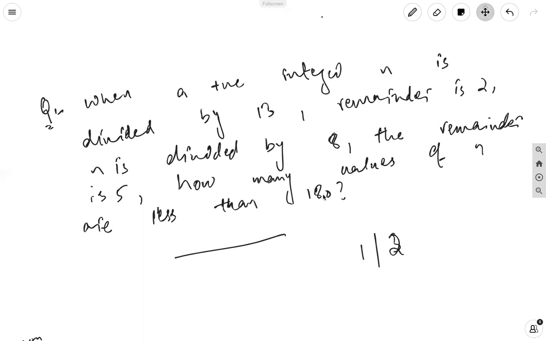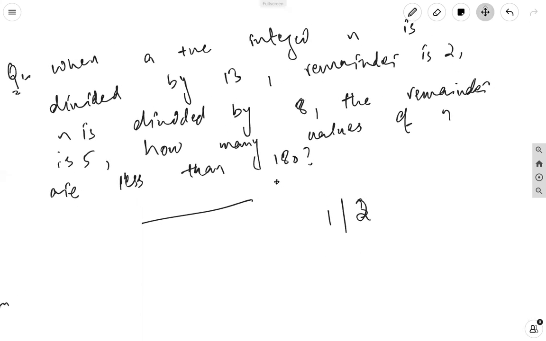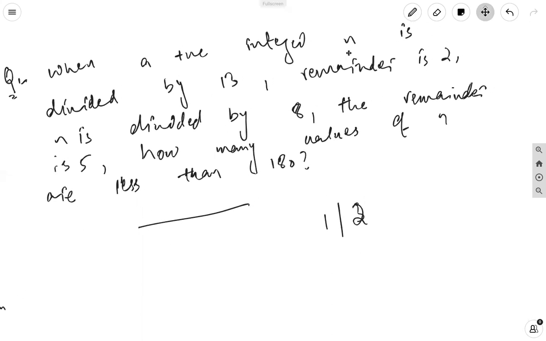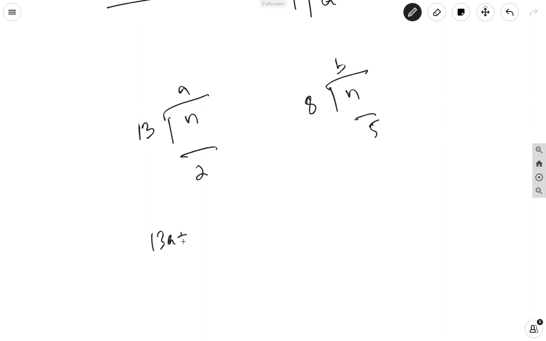Okay, let me solve now. The question is, when a positive integer n is divided by 13, the remainder is 2. And when n is divided by 8, the remainder is 5. Again, let's consider a and b as quotients. So 13a plus 2 is equal to n, and 8b plus 5 is equal to n. In this question, if you start substituting values of a as 0, 1, 2, 3 and b as 0, 1, 2, 3, that will take a lot of time.